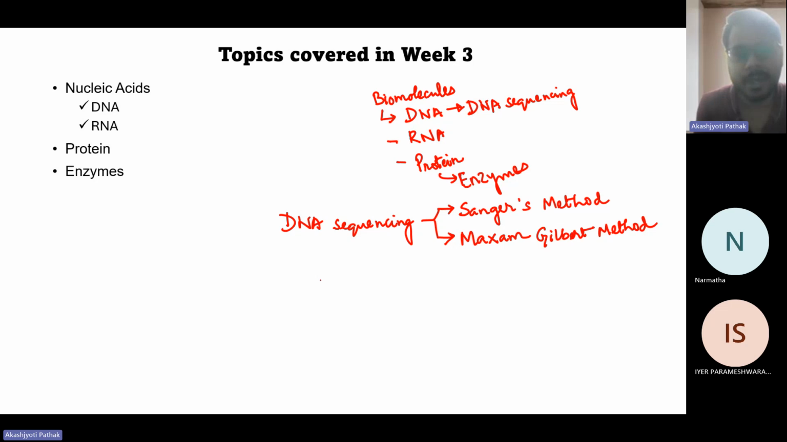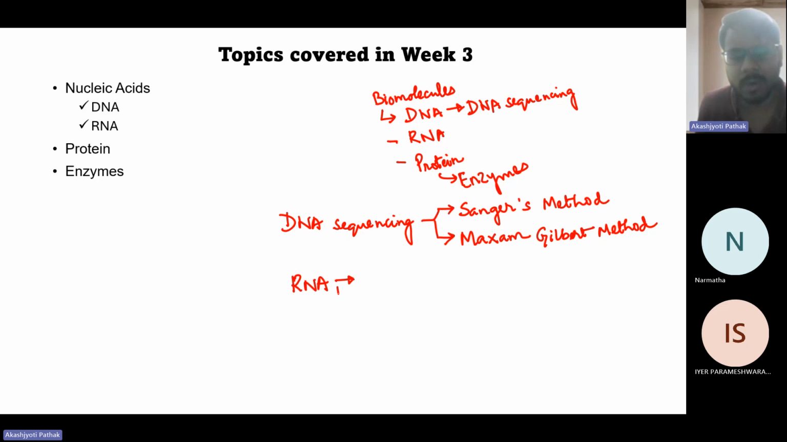Then we moved on to RNA. We also looked at some basic concepts of DNA molecules, like the structure of DNA, what nucleotides and nucleosides are, the different nitrogenous bases present in DNA, and the chemical bonds between them. Then we studied RNA. In RNA, we learned the basic structure of RNA, and then how we can isolate RNA from cells.